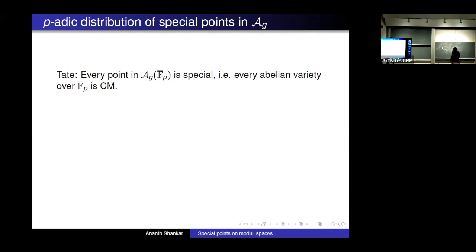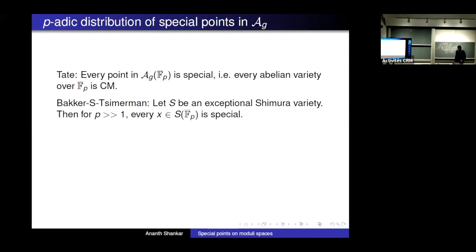In joint work with Ben Baker and Zimmerman, we prove that if you have an exceptional Shimura variety, then for large enough primes P, every mod P point is special. In other words, every mod P point is going to be fixed by sufficiently many Hecke operators. So mod P, everything is going to be special. Now, what's going to be the P-adic distribution of these special points? Pick a point mod P, look at the locus of all points reducing to that point mod P, and look at the sublocus consisting of special points. What sort of sublocus should you expect?